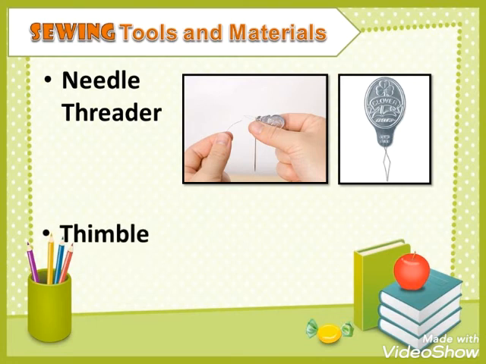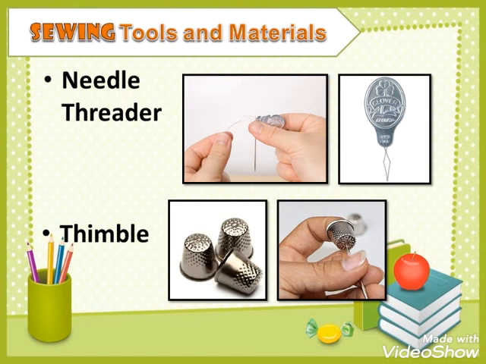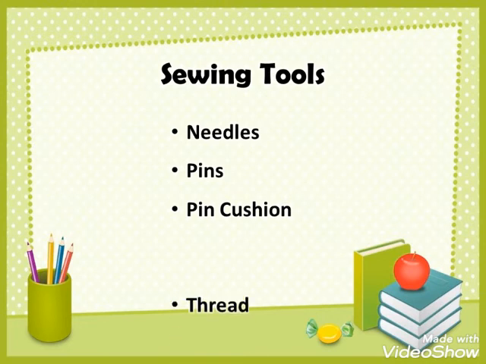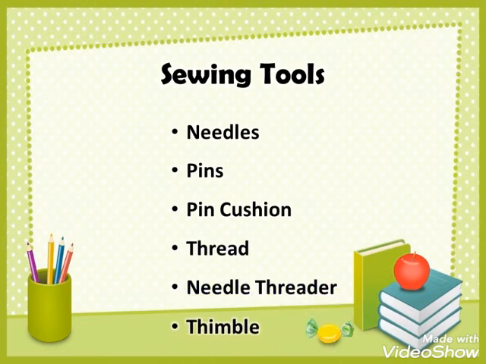And the last one is the thimble. A small, durable, protective cap made of metal or plastic, used to protect the finger from being pricked when pushing the needle through the cloth. Again, for sewing tools, we have needles, pins, pin cushion, thread, needle threader, and thimble.